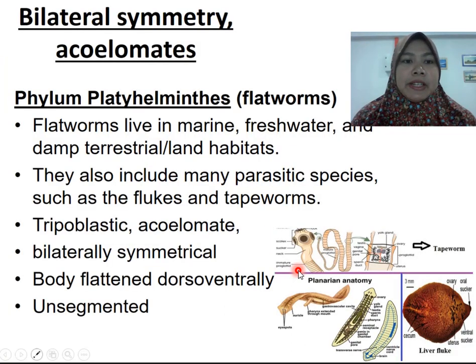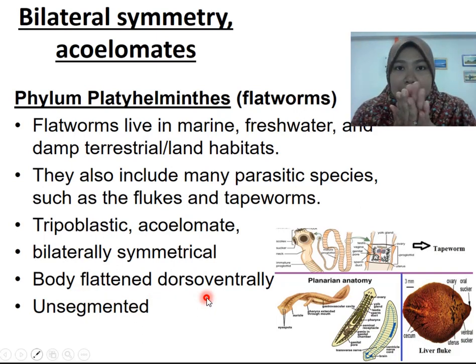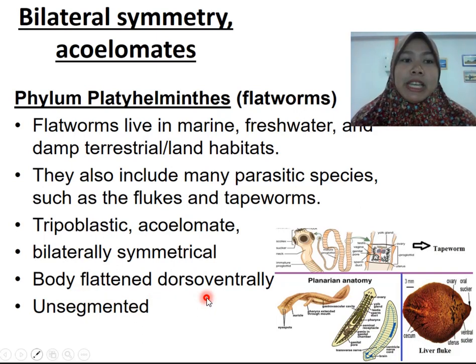We start with the third phylum, Phylum Platyhelminthes. The example is the flatworm. Platyhelminthes are known as acoelomate, which means they do not have a body cavity. Their body is flattened dorso-ventrically, very flat, and they show bilateral symmetry. Remember, acoelomate means no body cavity.